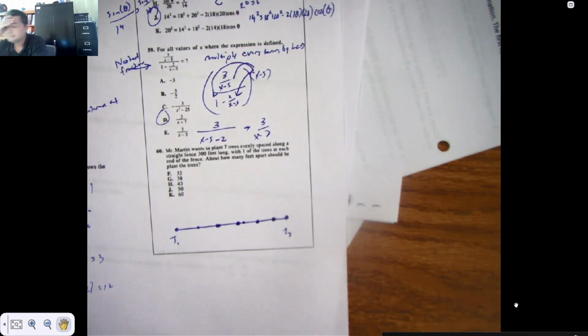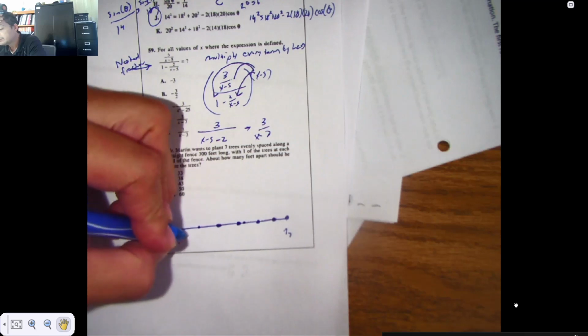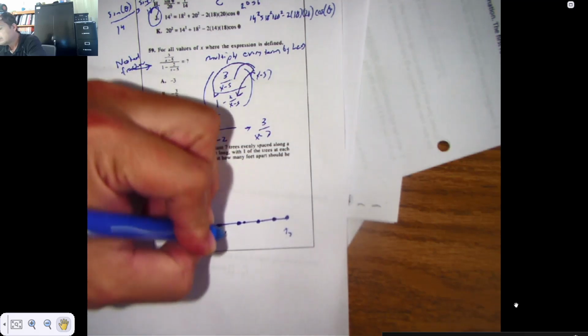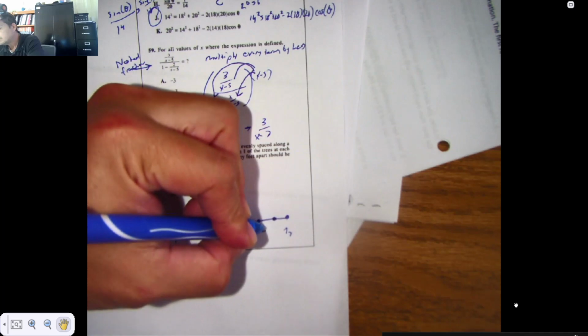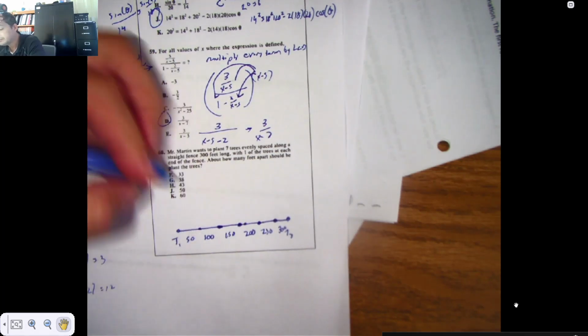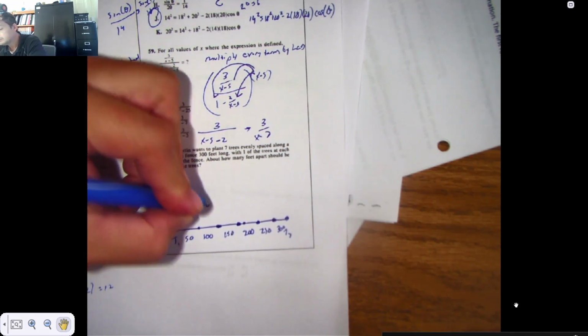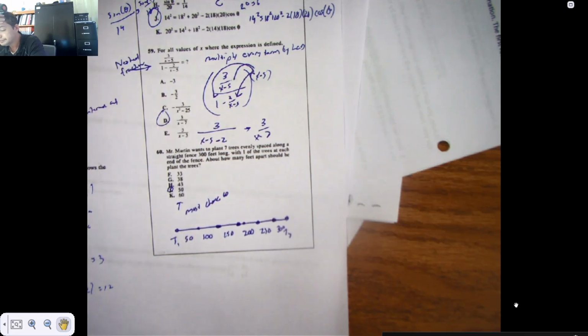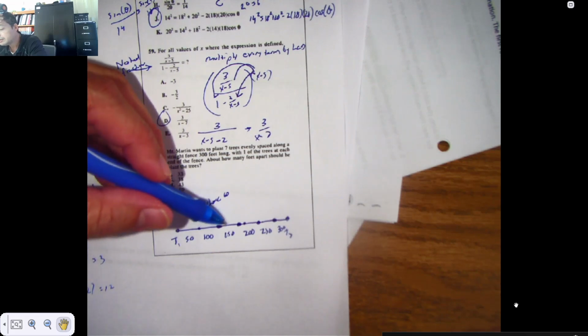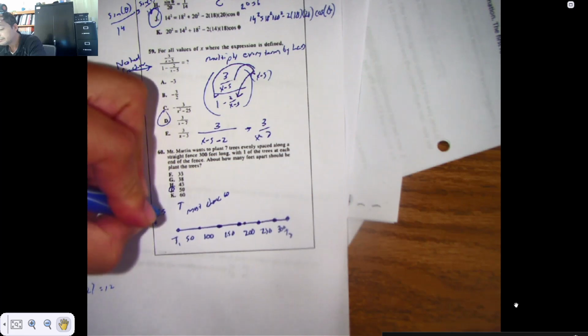How far apart are they? Well, there's 1, 2, 3, 4, 5, 6 blanks. There you go. They're 50 feet apart. Most people choose 60. They do 300 divided by 5. They don't think about how many spaces there are. And there were 6 spaces. So it's actually 300 over 6.